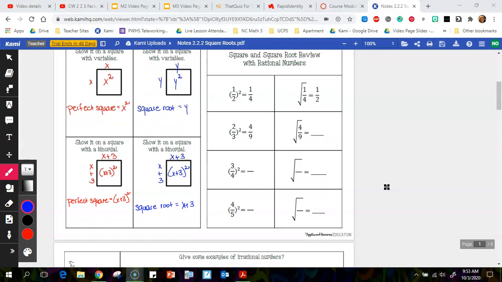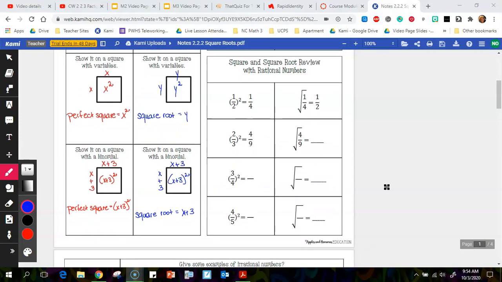Okay. When we talk about rational numbers, we're talking about fractions. You can actually square fractions. What you do is you square both the numerator and the denominator. For example, they did a couple of examples for you here. 1/2 squared is 1/4, because 1 times itself is 1, and 2 times itself is 4. Up here, 2/3 squared: 2 times itself is 4, and 3 times 3 is 9. 3/4 squared, 3 times 3 is 9, 4 times 4 is 16. 4/5 squared, 4 times 4 is 16, 5 times 5 is 25.